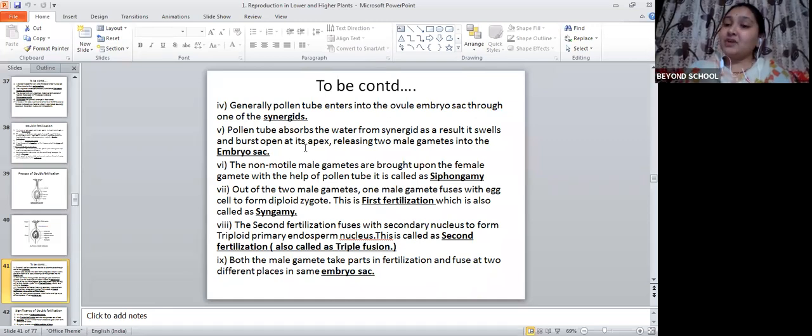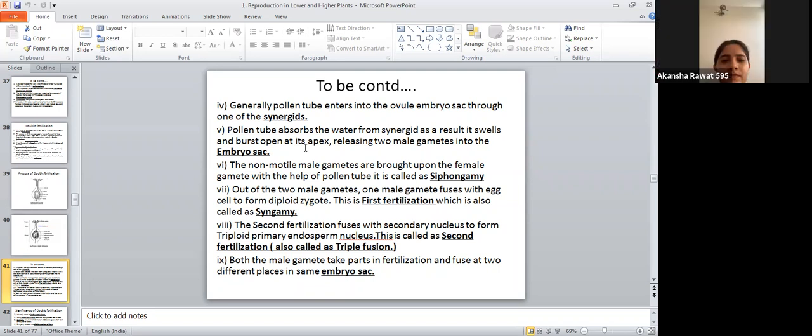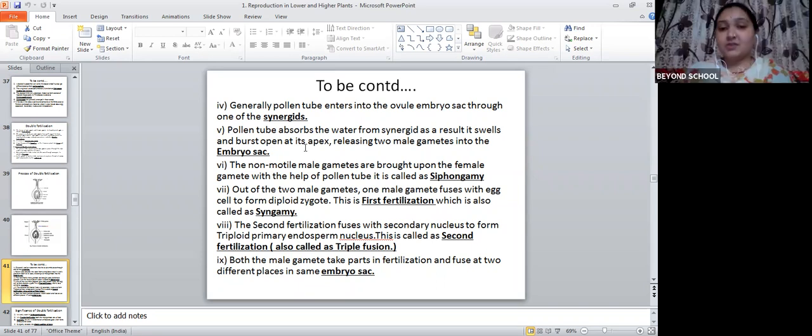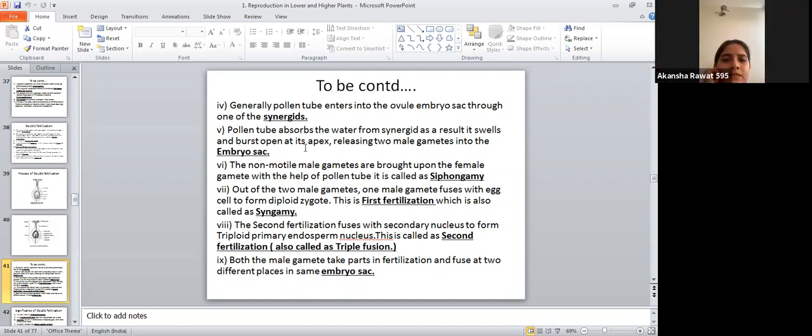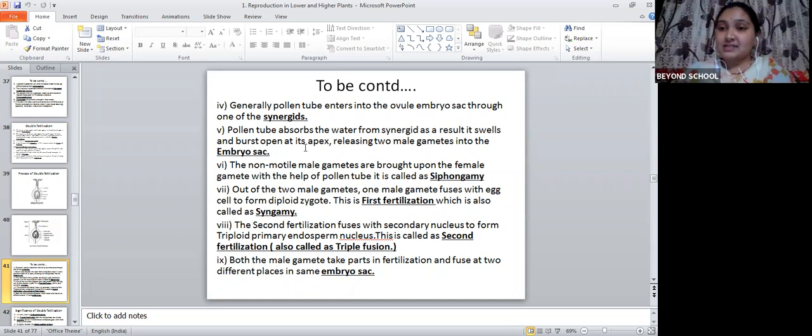We all know that two male gametes are present. One male gamete fertilizes the egg cell to form a diploid zygote. When this first male gamete fertilizes the egg cell to form a diploid zygote, that fertilization is called first fertilization, and it is also called syngamy, right? Always remember, wherever there is syngamy, it is the fertilization process.